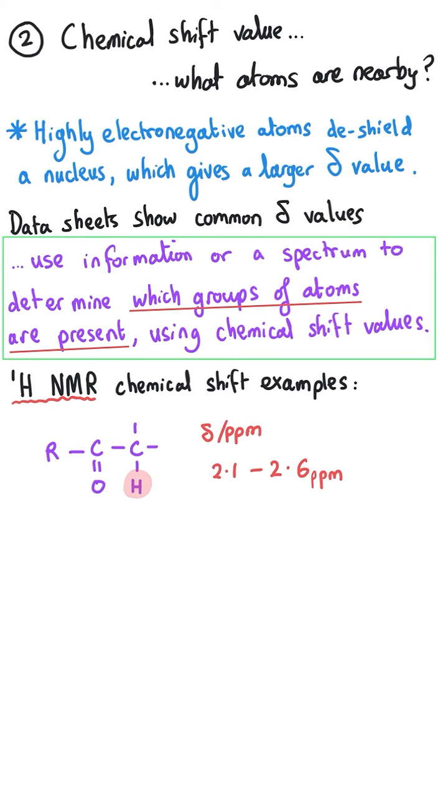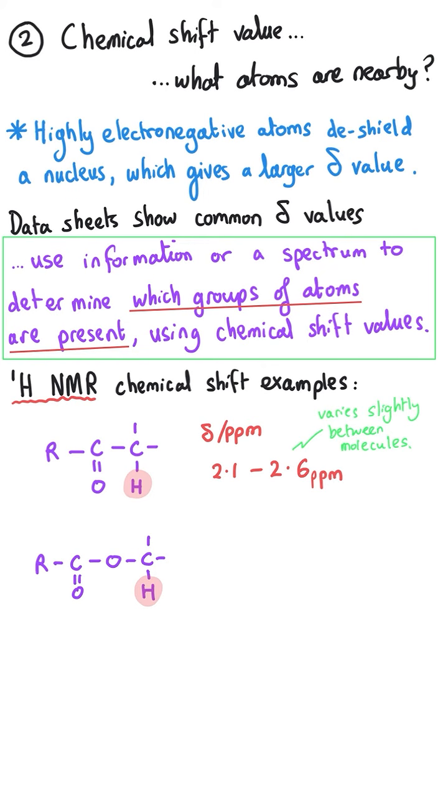The chemical shift values are shown as a range because the precise values, how far it's shifted away from that TMS at 0, is going to vary from one molecule to another. Another common chemical shift value is for a hydrogen atom on a carbon that is connected to the oxygen of an ester group.